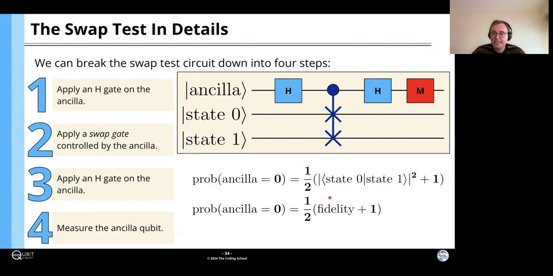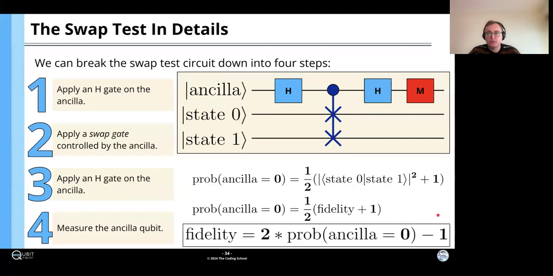And a really nice way to write this is that the probability of the ancilla being 0 is just 1/2 times the fidelity plus 1. So we actually naturally get the fidelity encoded in the probability of measuring 0. And that's why we run this circuit, because we can rearrange this equation and say, if I run this circuit a bunch of times and I get a good estimate of the probability of measuring 0, well, all I do is plug it into this equation and that gives me the fidelity.